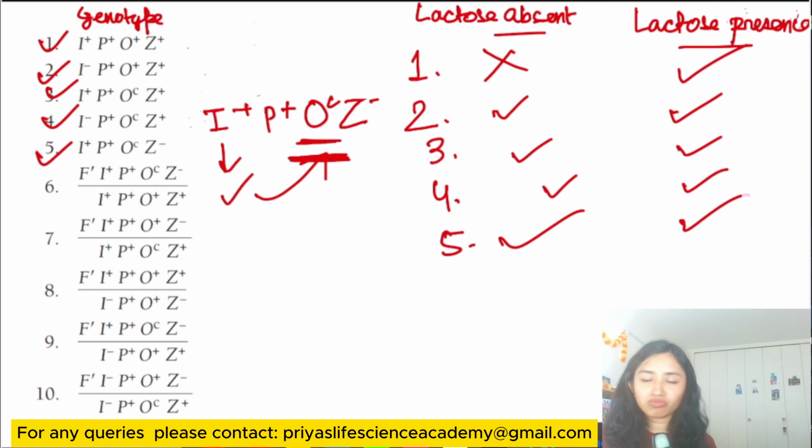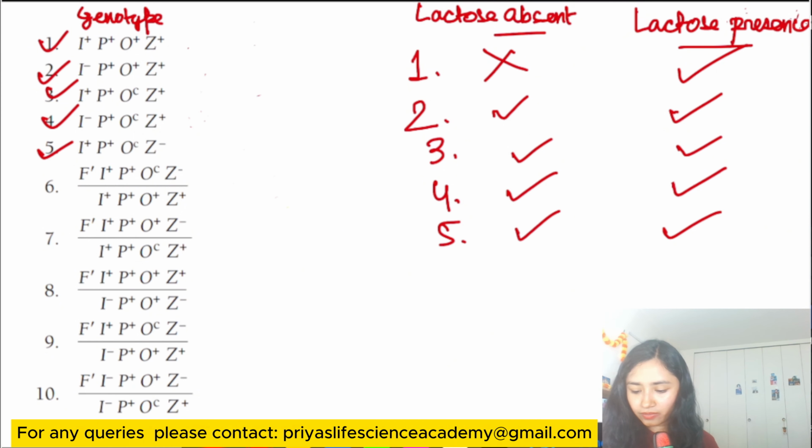So this is also known as constitutive expression, because even if I plus is producing functional repressor, it can't bind with the operator because the operator is mutated. The operator is OC, so it can't recognize the Lac repressor. So the operator will be free, and even in the absence of lactose, it will be turned on. So this is also an example of constitutive expression. So completed number 5. Now coming to number 6.